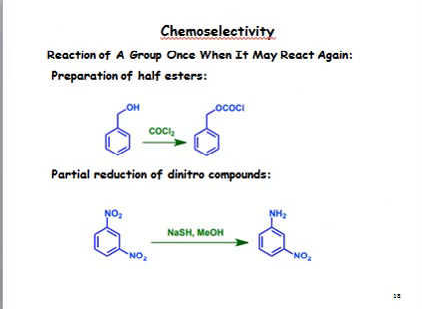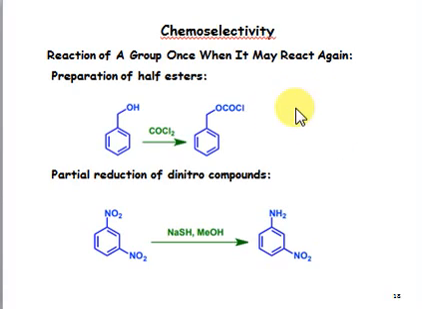Now we have chemoselectivity, right? And this is the reaction of a group that can react twice but we want it to react once, right? So here we have an example, right? We have oxalyl chloride. Oxalyl chloride can react twice. How can it react twice? For that purpose, you have to see its structure. So this is the structure of oxalyl chloride, right? Oxalyl chloride is basically the acid chloride of oxalic acid, right? So this is the structure of oxalyl chloride, right?